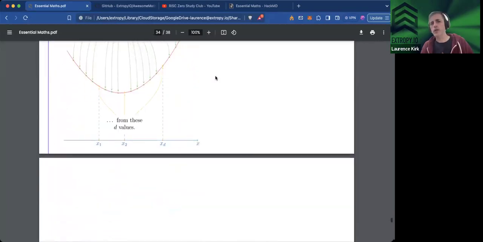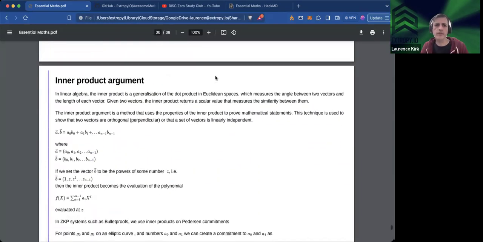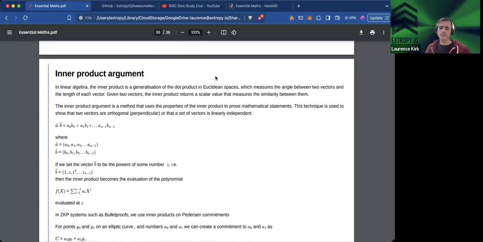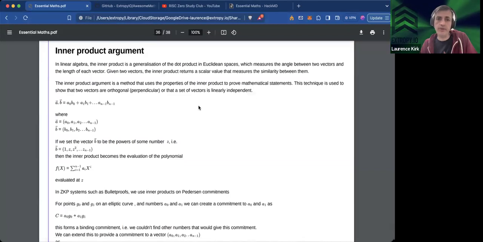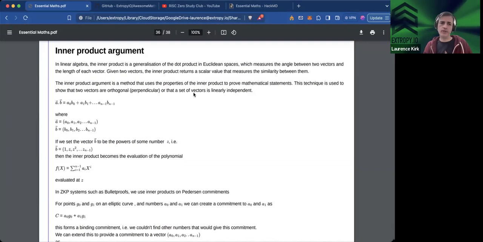Now, I'll finish off with the inner product argument. This is used in a particular type of polynomial commitment scheme, but you may well see it being talked about. Again, it's just a general mathematical concept, based upon the way that we can multiply or combine vectors. If we combine them using this inner product, that gives us an idea of how similar the vectors are to each other. And effectively, it will tell us whether two vectors are perpendicular to each other.